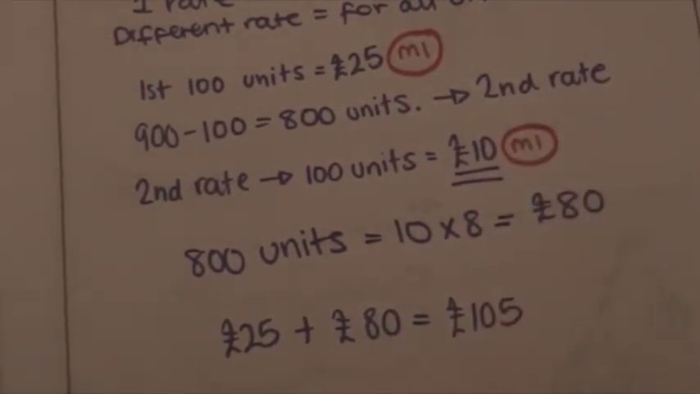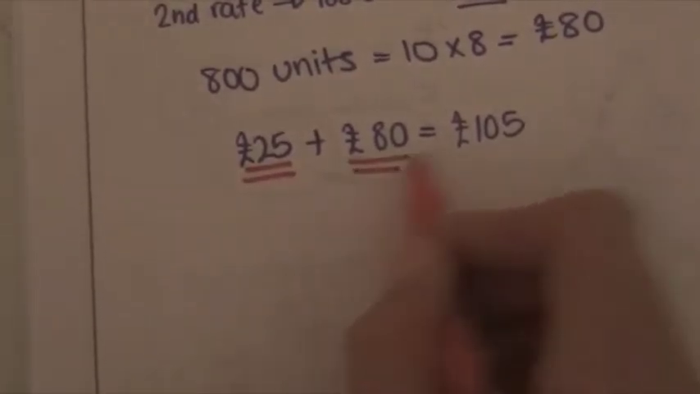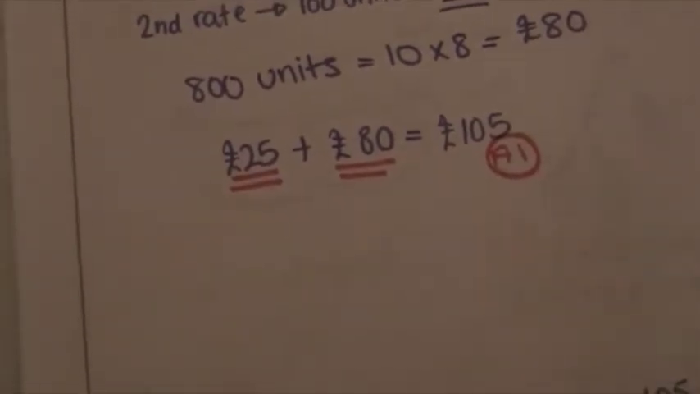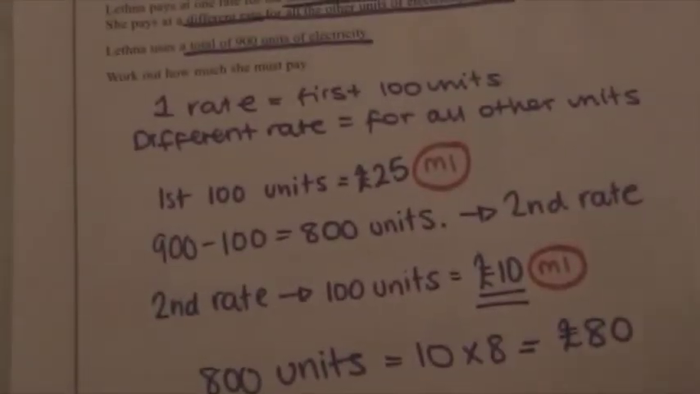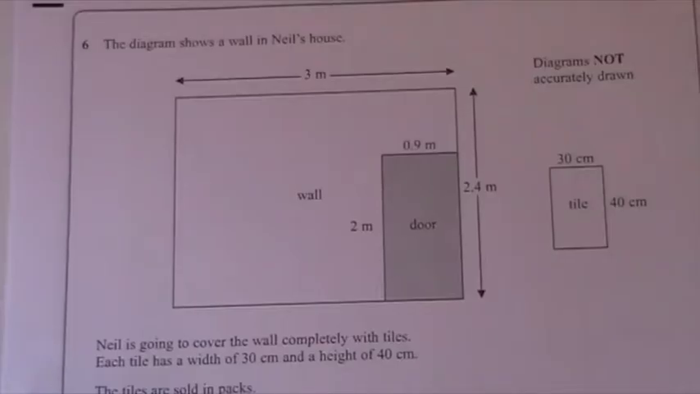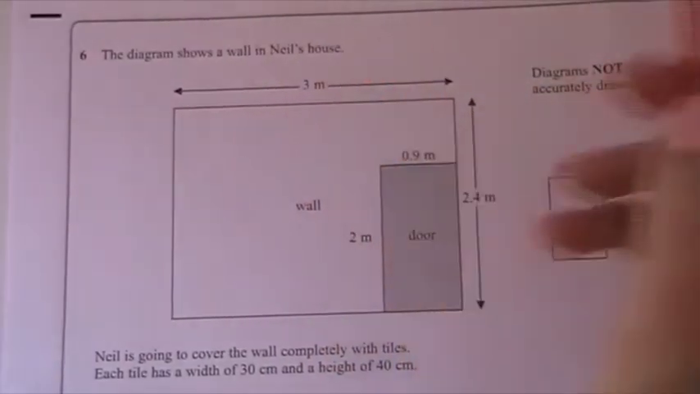And then your final one is an accuracy mark for correctly identifying £25, add the 80, 105. 105 is your accuracy mark. So that's a method mark for each rate that you found correctly, and then an accuracy mark for identifying 105. Question 6. The diagram shows a wall in Neil's house.